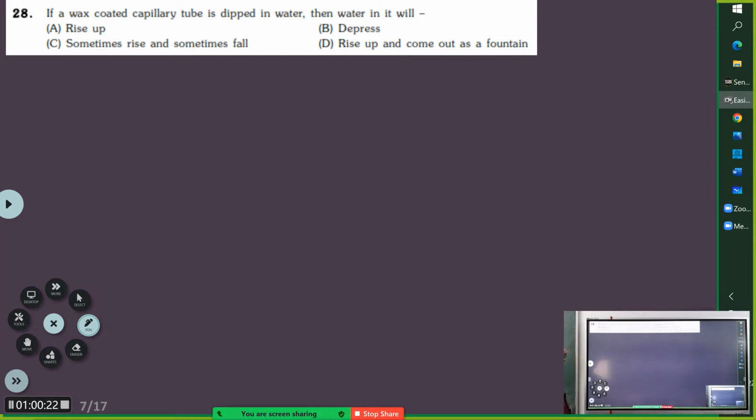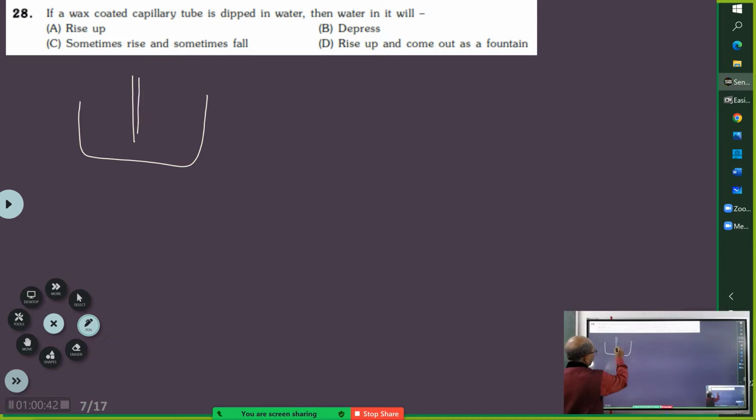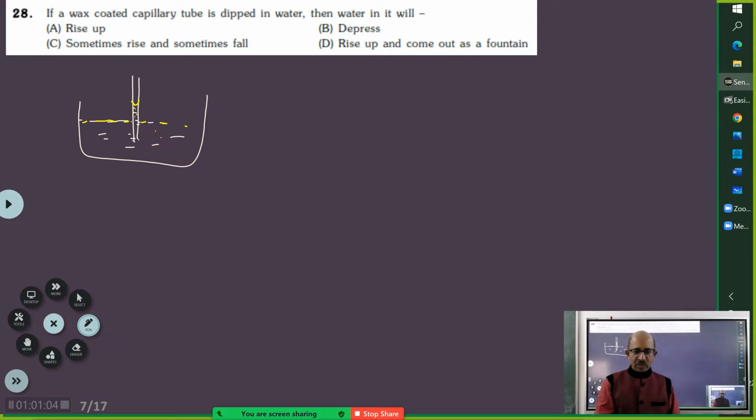That's a coated capillary. For those of you who don't know anything about this, start with whatever is given in the textbook. If you had taken water and dipped a glass capillary tube, you would have got the water surface like this. Correct? If it is glass. But now they are coated with wax. Wax and water will not wet. If it is coated with that, it will not wet it. Correct?